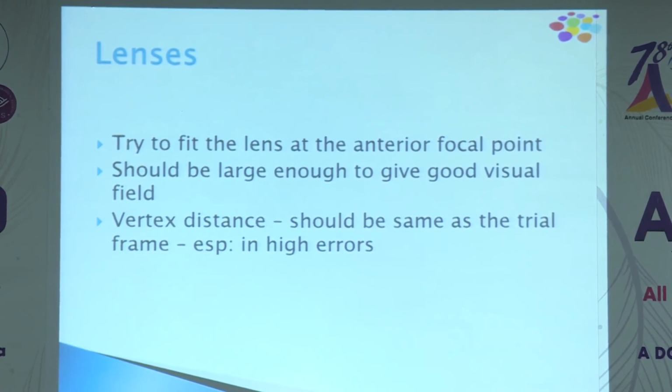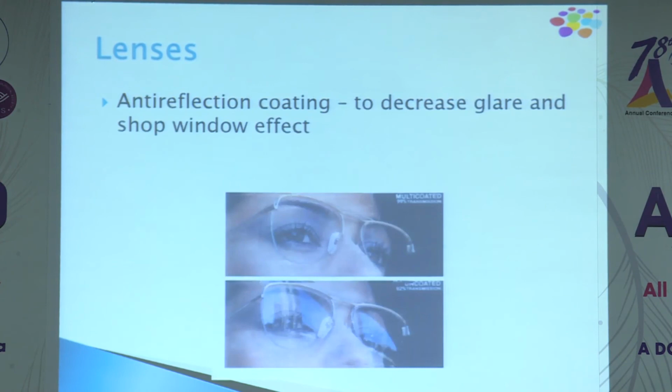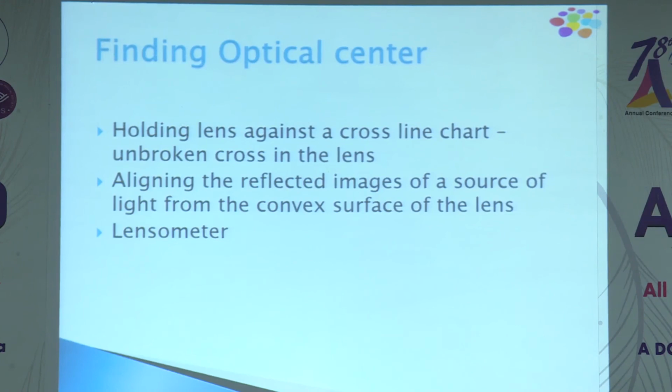For high refractive errors, we have to advise them to go for high index lenses. Anti-reflection coating has already been discussed. Finding the optical lenses when the patient comes back with problems is very important. An experienced ophthalmologist or optician can find it out very easily, but otherwise you can use the lensometer. Nowadays it's much easier.